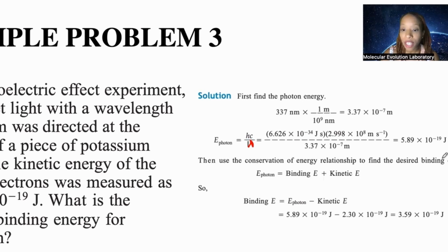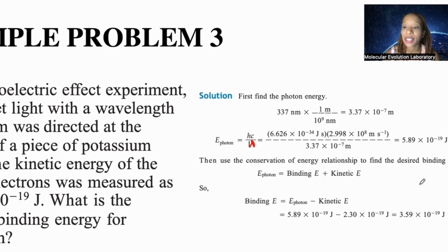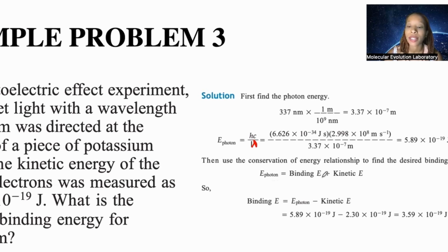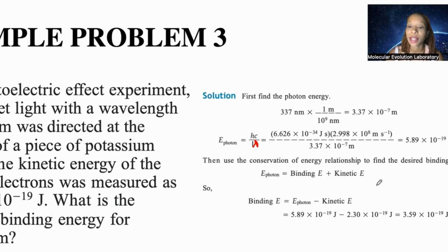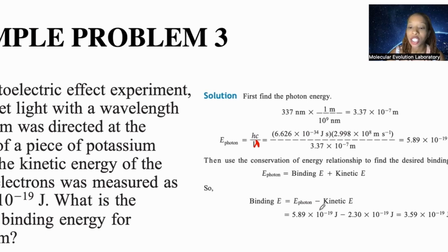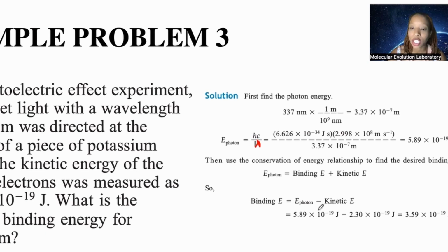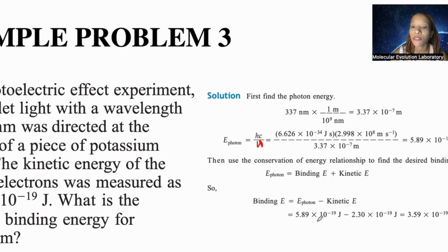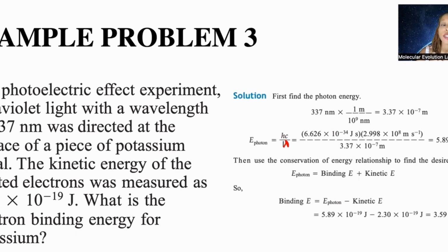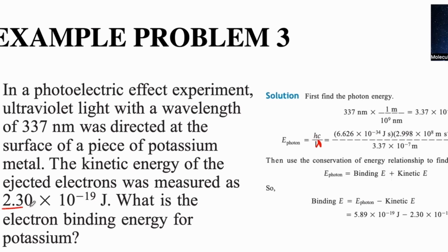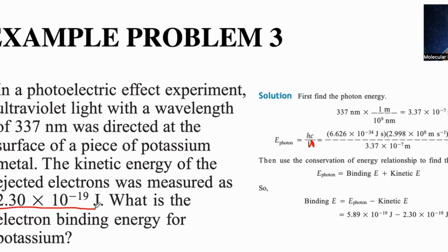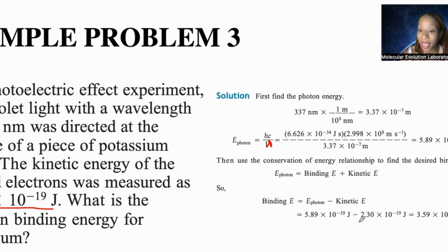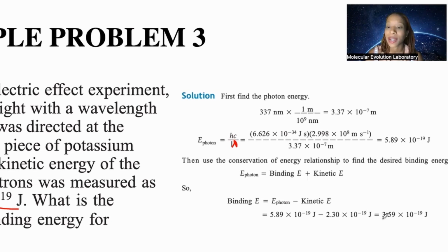Then use the conservation of energy relationship to find the desired binding energy. So the energy of the photon is the binding energy plus the kinetic energy. The binding energy is photon energy minus the kinetic energy. So we already know the photon energy, and we're given the kinetic energy of 2.3 times 10 to the minus 19 joules. So the energy of the photon minus the kinetic energy would give us the binding energy.